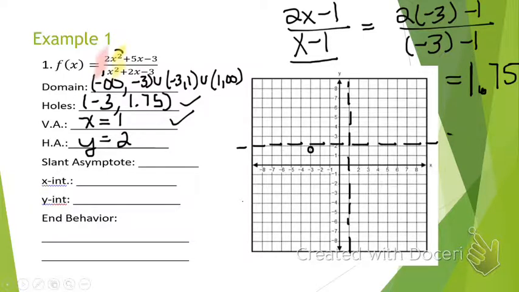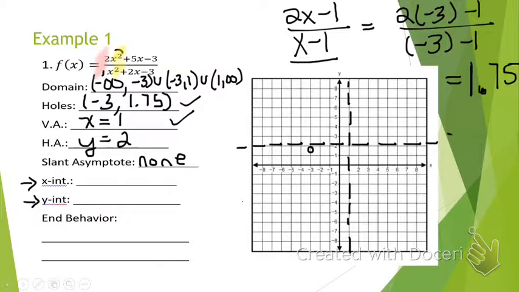Now, if we have a horizontal asymptote, we will have no slant asymptotes. So you need to write none. Do not put 0. Do not put some random number. Don't leave it blank. You need to tell me it is none. Okay? Now, after we find all of our asymptotes, we go into x and y intercepts. The first thing that we're going to look at is our x-intercepts.